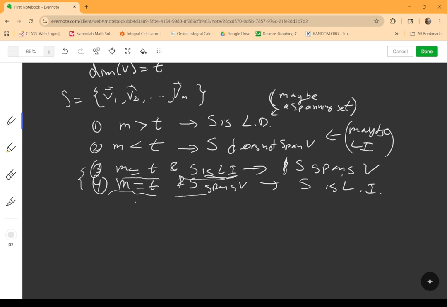If M is equal to T, you can check if it spans V, and then that's all you need to do to get your linear independence, because I already know it is just the right size. M is equal to T. Okay, so usually what we'll focus on is showing linear independence. That's a much more straightforward operation.